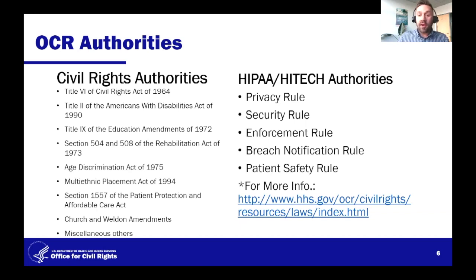So OCR enforces several federal civil rights laws which prohibit discrimination in the delivery of health and human services. We enforce regulations that prohibit discrimination on the basis of race, color, national origin, sex, age, disability, and religion. In addition, on the left here, OCR also enforces a series of regulations that were promulgated by the department as part of the Health Insurance Portability and Accountability Act and later the HITECH Act. So these are really our two big areas of authority: what you would think of as civil rights authorities, and then HIPAA, health information privacy and security.